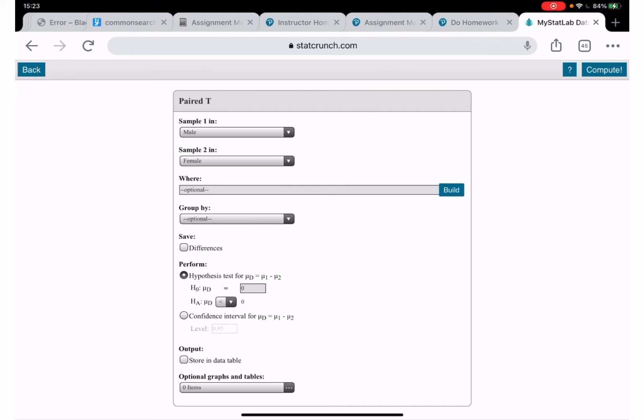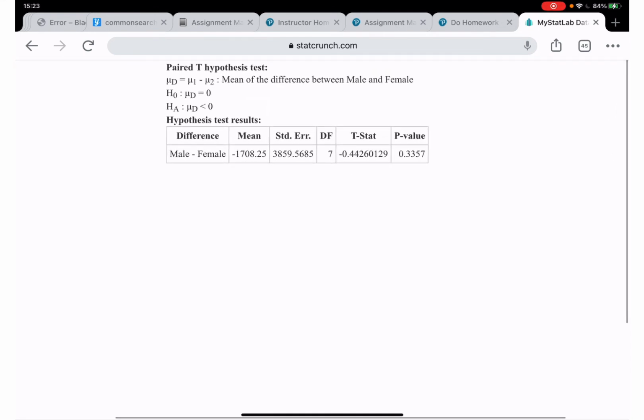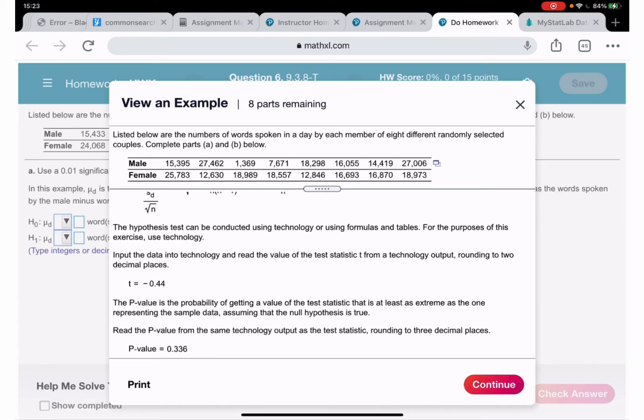Okay, let's click compute. There we go. T-stat, we got negative 0.4426, p-value 0.3357. And that's exactly what we had. P-value 0.3357, which is 0.336.